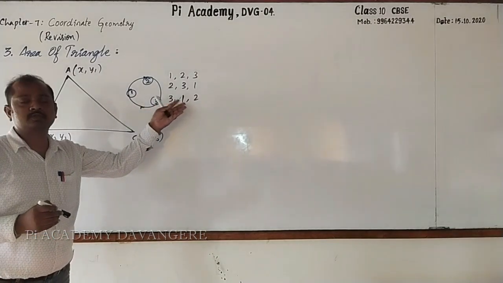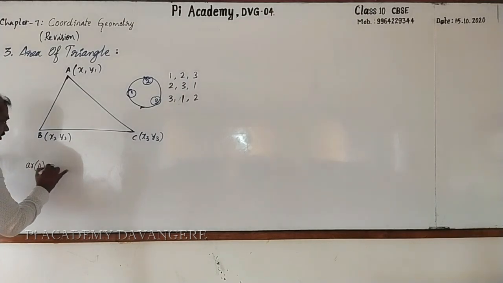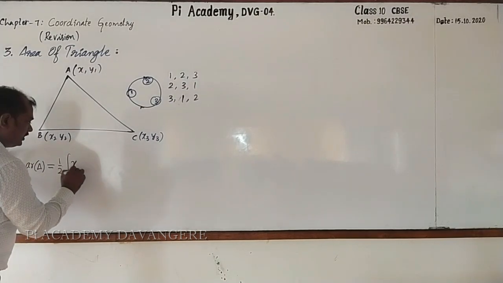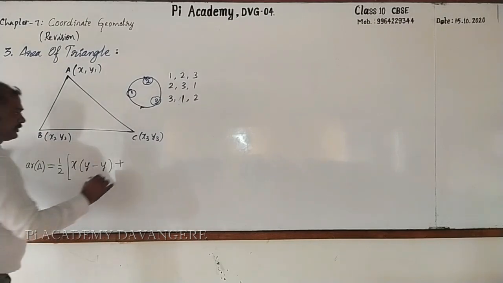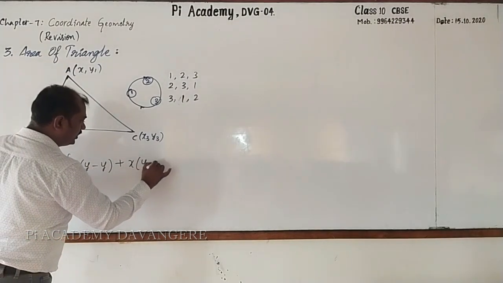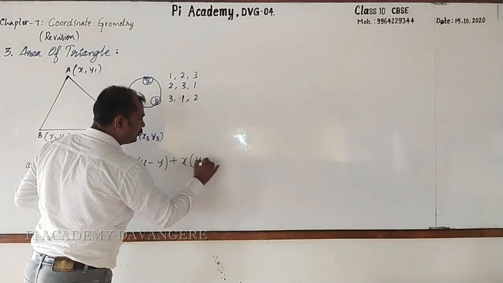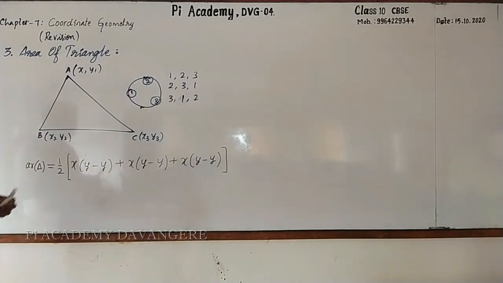This concept will be used to write the formula of area of triangle in the easiest way. Here I write. Area of triangle is equal to half into, first you should write like this, x into y minus y plus x into y minus y plus x into y minus y. See that? Is it the formula?